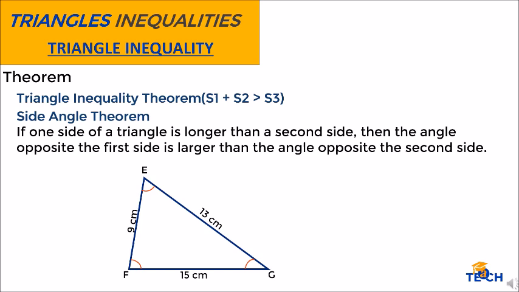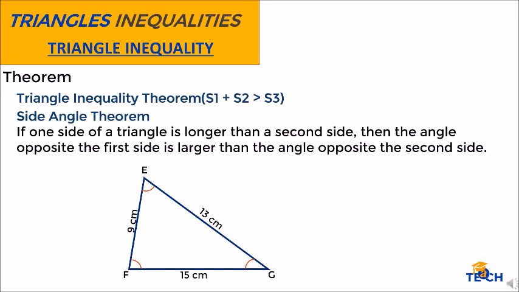Next, what side has the longest line or measurement? It is the line FG, right? In the statement, we have if one side of a triangle is longer than a second side, then the angle opposite the first side is larger than the angle opposite the second side, meaning the longer the side, the larger the angle. I repeat, the longer the opposite side, the larger the opposite angle.